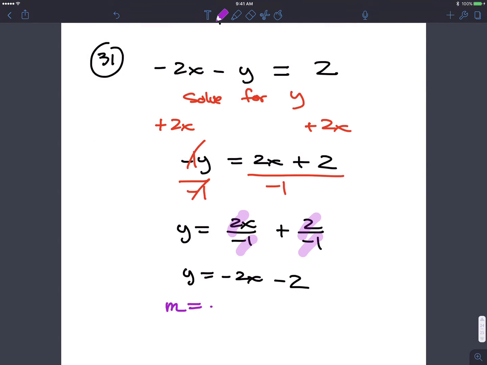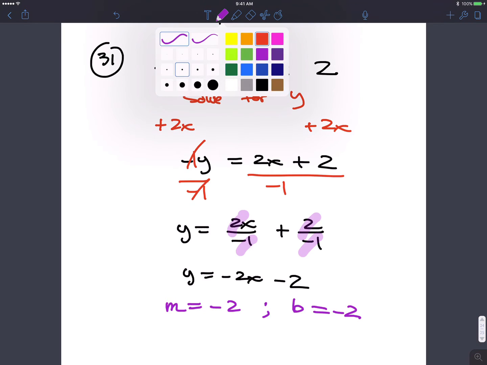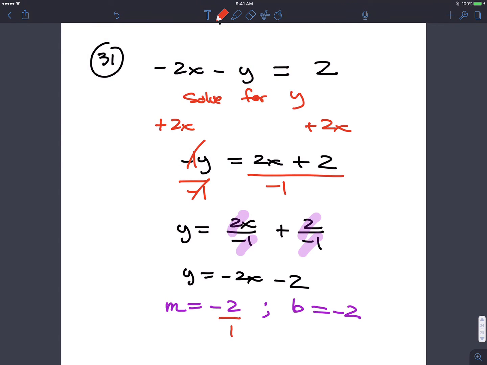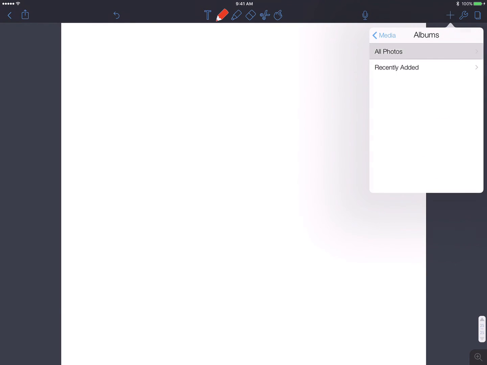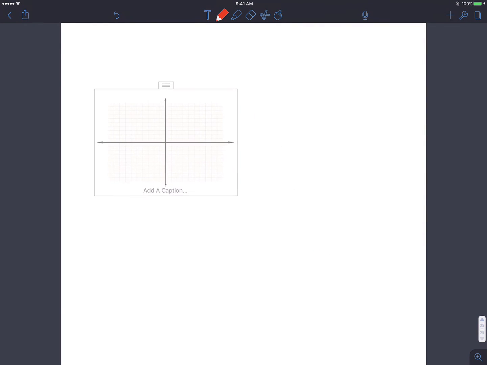Our slope here is negative 2. The y-intercept is negative 2. So we get negative 2 over 1 for the slope. Let's get our graph paper.